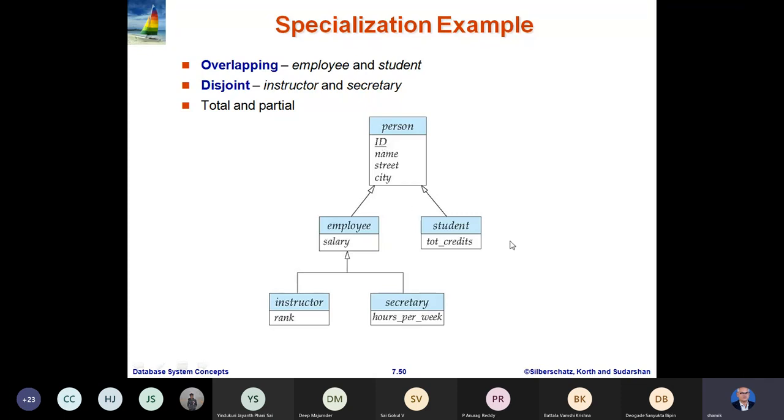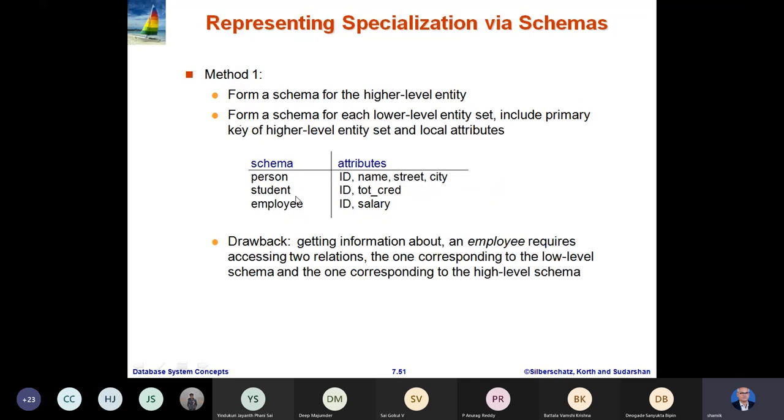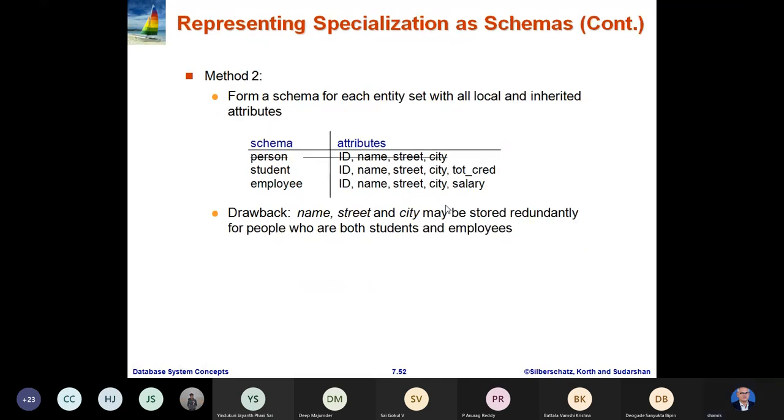In that student table, we'll have all the attributes which are special for that student, which is total credit, and then all the attributes which were there in the highest level. Similarly for employee, there is salary. So as you can see, in this case all the details about student we get from this table, and all the details about employee we get from this table. So I don't need to join, like in this case, student to person, to get some of the attributes from person and some from student, and similarly for employee.